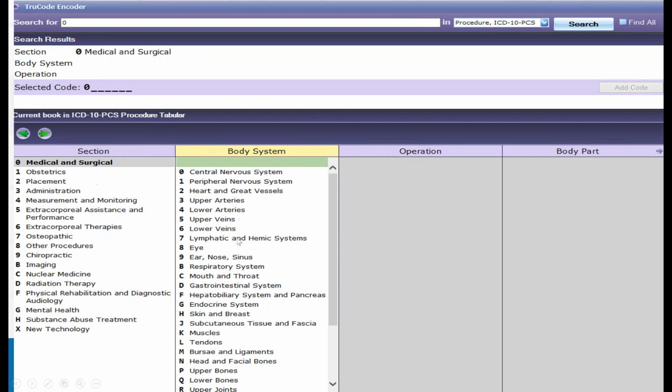Now again, the premise of this is you have to have a good understanding of PCS. You need to make sure that you understand and are very clear on the definitions there.